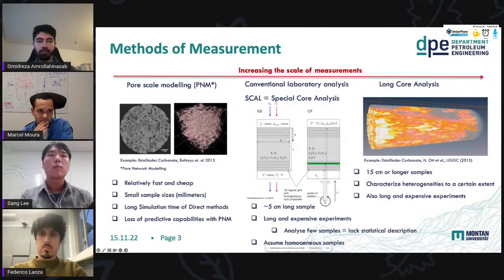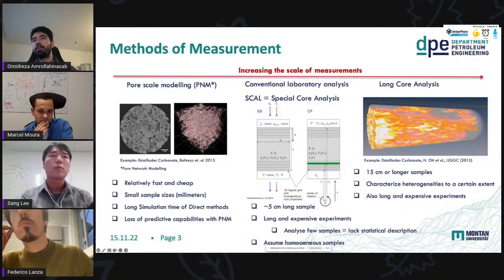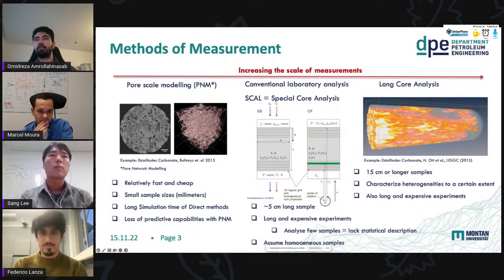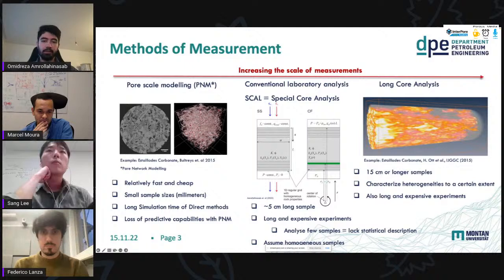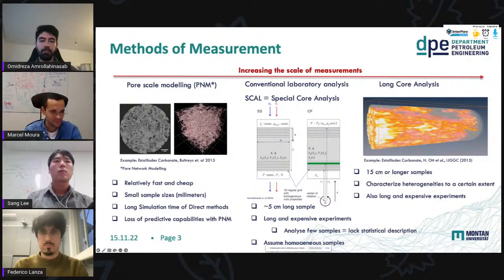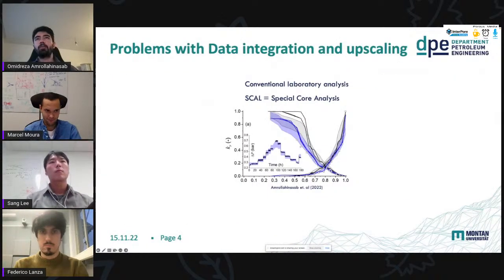If you move to a larger scale, on the other hand, if you want to capture more properties of your rock, if you want to characterize heterogeneity, you can go to a larger sample. You can do the experiment or the simulation on, for example, samples of 15 centimeters and longer, and here you can try to capture your heterogeneities. But then in the end, this takes a lot of time, both for the experiment and the simulation.